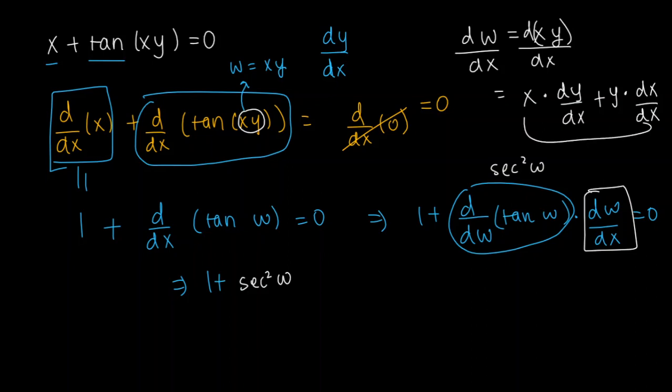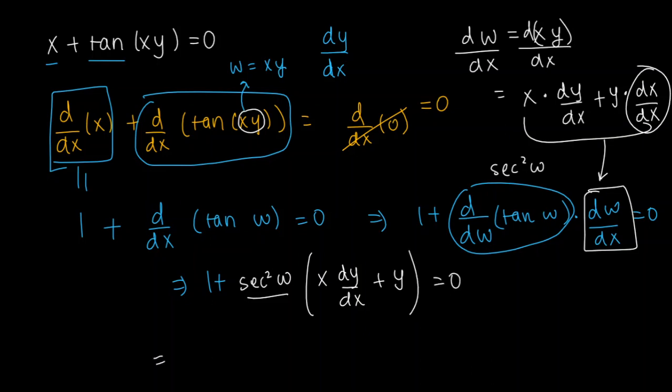And let's take all of this, plug it here. So we will get 1 plus sec squared w, we already have got that, times dw over dx actually becomes x times dy over dx plus y times dx over dx, which is just 1, so let's not write that, is equal to 0. Finally, let's just see whether we have any alien terms, and yes, there are. Instead of w, you need to write xy, so 1 plus sec squared of xy times x times dy over dx plus y is equal to 0.